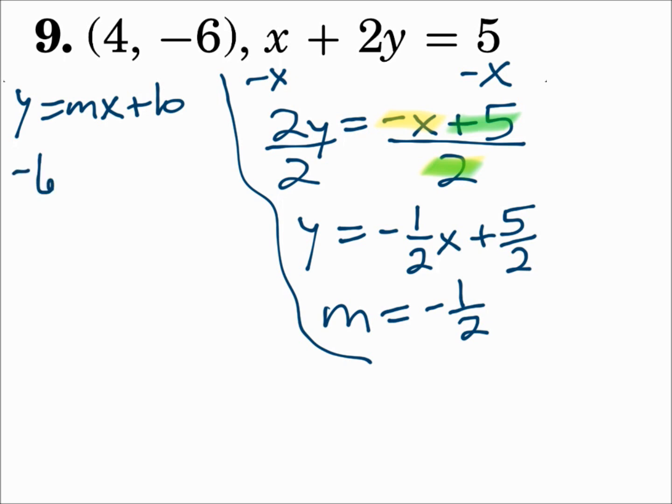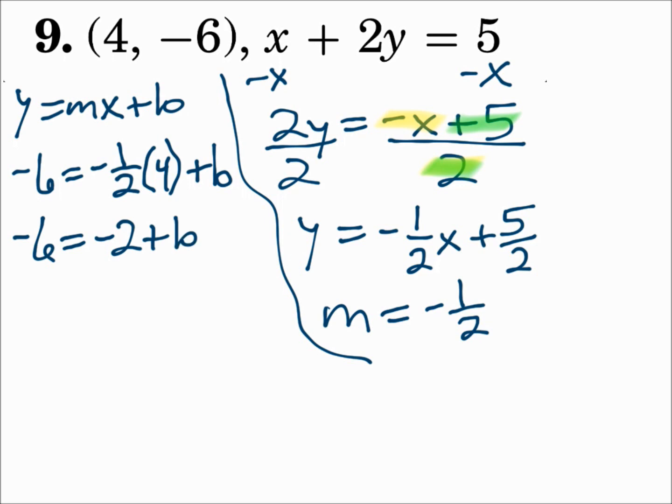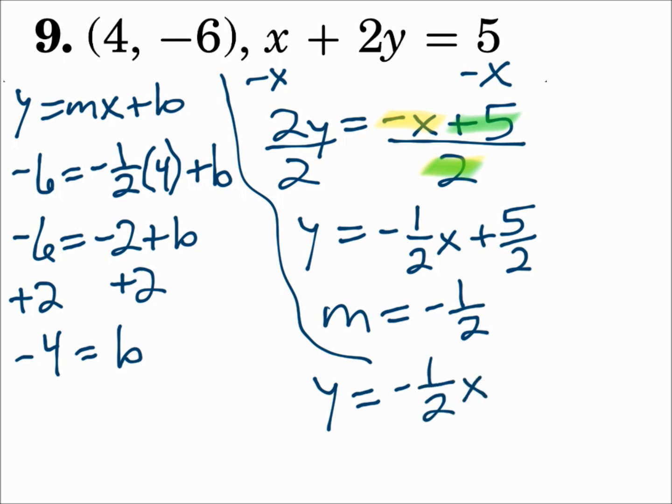Y, which is -6, equals m, which is -1/2, times x, which is 4, plus b. Solve for b. -1/2 times 4 is -2. Add 2 to both sides, and b is -4. Now we have the slope and we have the y-intercept. Let's write the final answer. y equals -1/2 x plus -4. And to simplify that, it's just y equals -1/2 x minus 4.